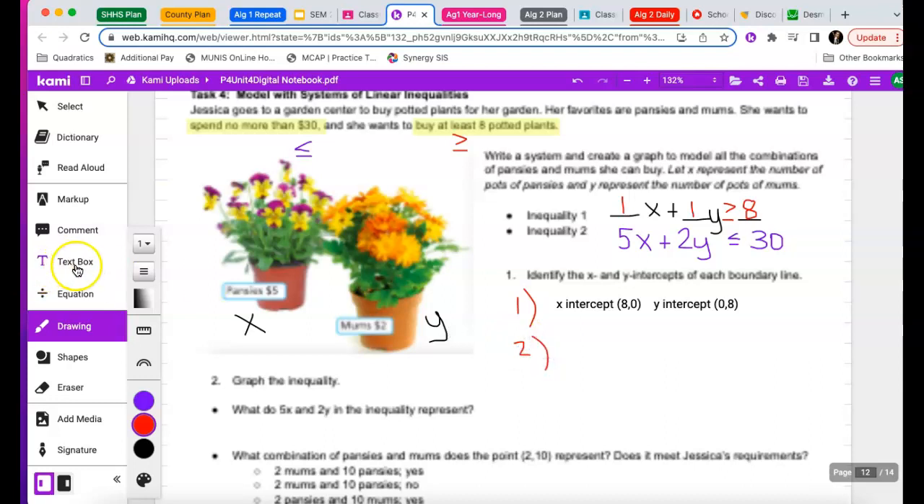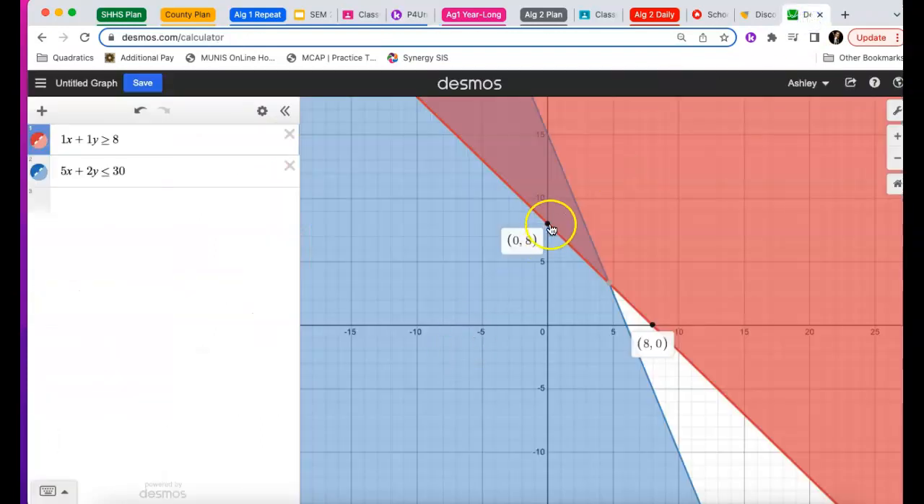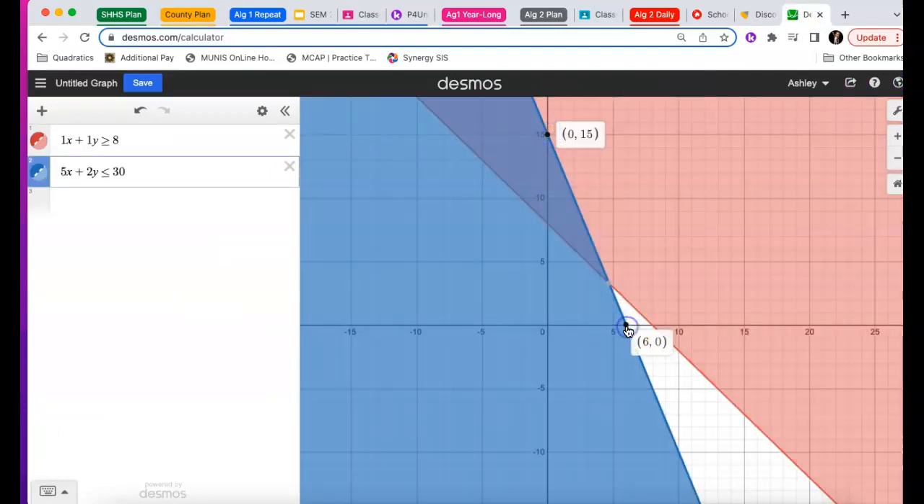So the second inequality, we're going to identify our x and y intercepts. So now I'm looking at the second inequality line. So our x-intercept is 6, 0. Our y-intercept is 0, 15.